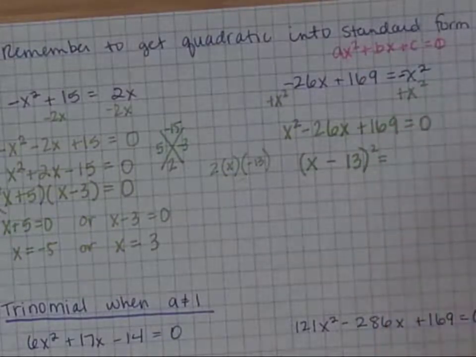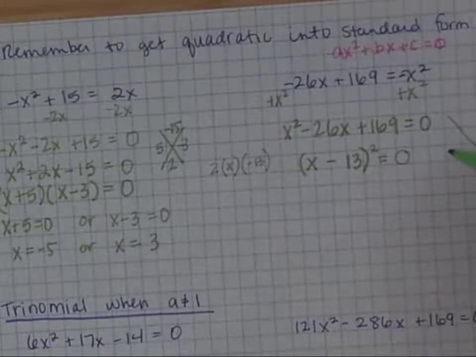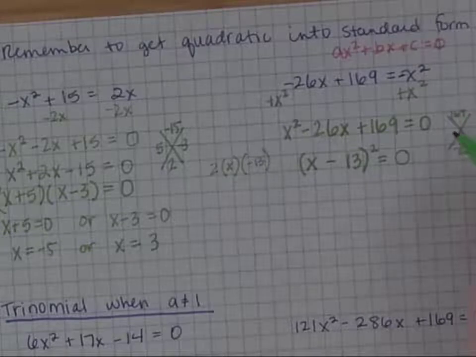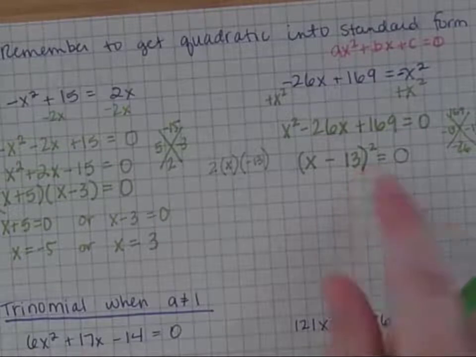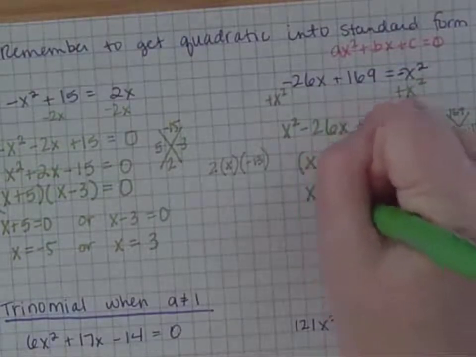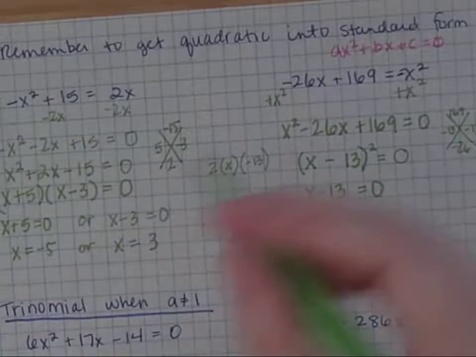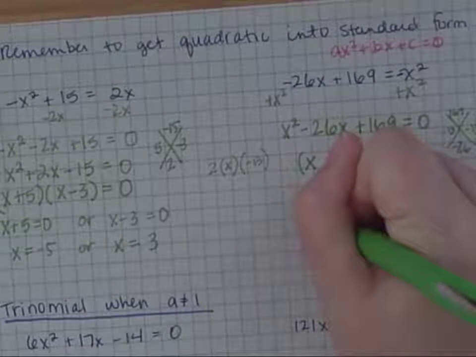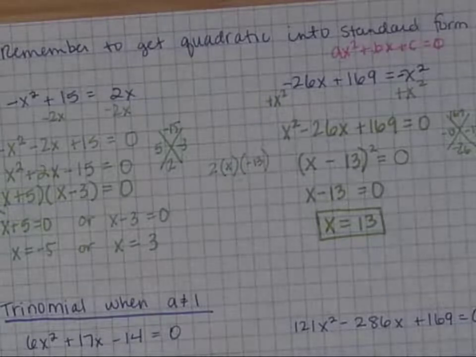So when I'm factoring it, I can make my life easier in that aspect. Otherwise, you can still ask yourself, what multiplies to be 169 but adds to be -26? In this case, if I were to take the square root of both sides, x minus 13 equals 0. So my solution is x equals 13. There's only one solution. Remember that a perfect square trinomial has a vertex on the x-axis.